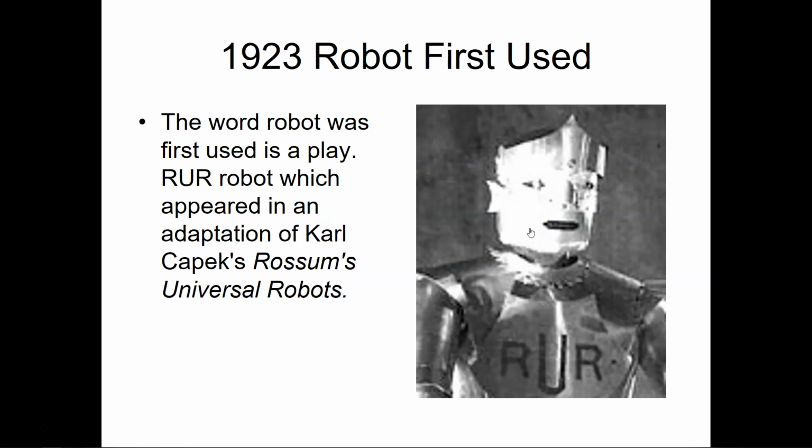The first time the word robot was actually used was in a movie called Rossum's Universal Robots. I'm sorry, it was a play, not a movie, but it got turned into a movie. Really interesting one too. But it was called Rossum's Universal Robots, 1923.